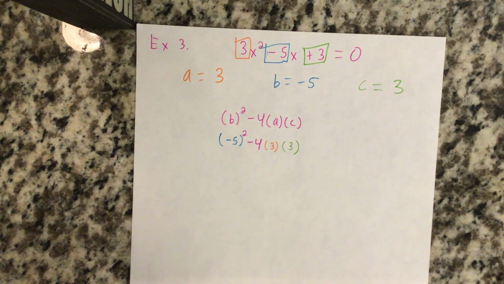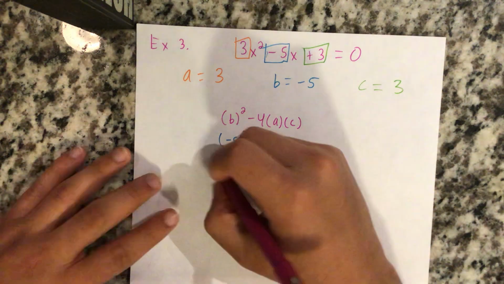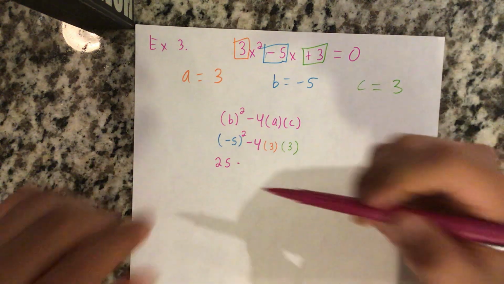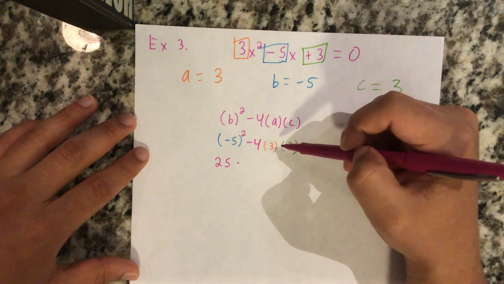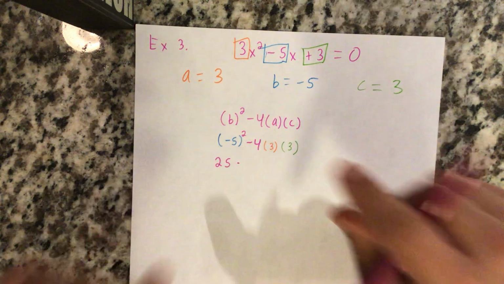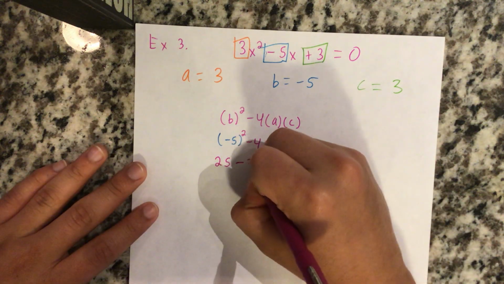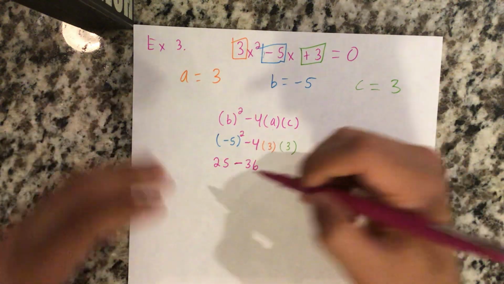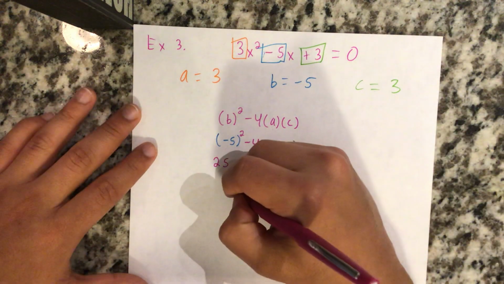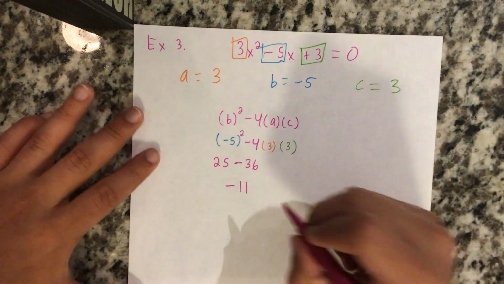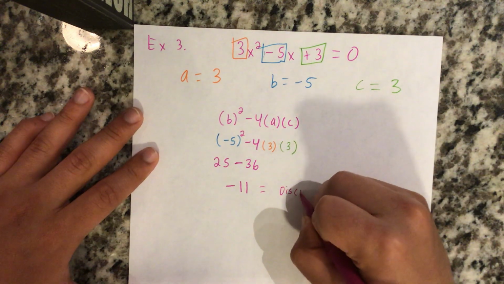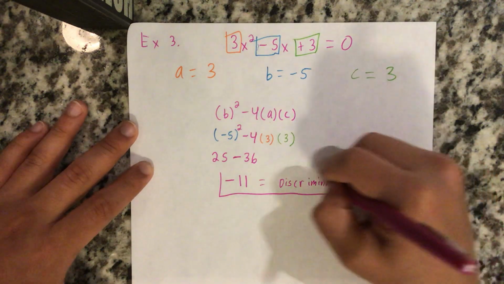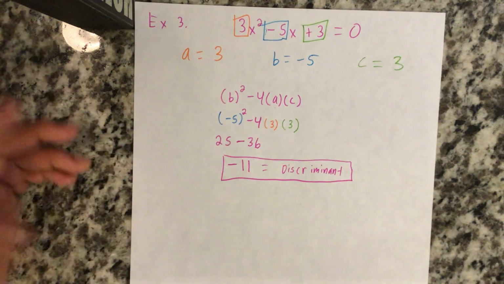Negative 5 squared, that's the same thing as negative 5 times negative 5, which gives me a positive 25 on the left. On the right, 3 times 3 gives me 9. 9 times negative 4 gives me negative 36. Okay? So now here, go left to right. 25 minus 36 gives me negative 11. So negative 11 is my discriminant. Okay? Boom, part 1 done. Okay? And then now we just say what that means.